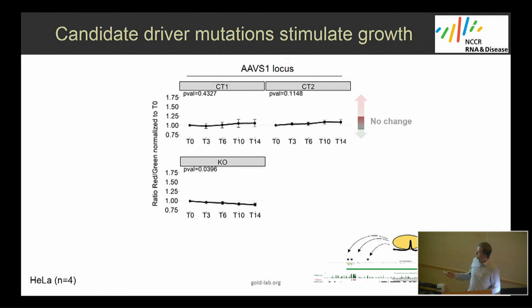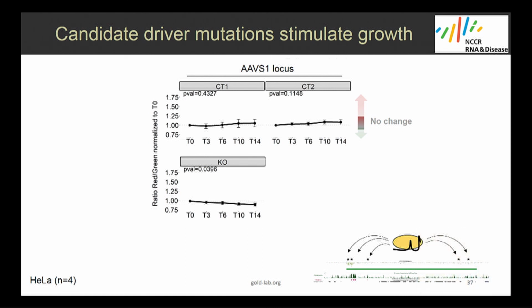So Roberta did a couple of controls. She targeted 2 intergenic genomic loci individually, and she saw no change in the proliferation of the cells. She knocked out this lincRNA, which is known to promote growth of cells, and when you knock it out, you get a slight but significant reduction in cell growth.